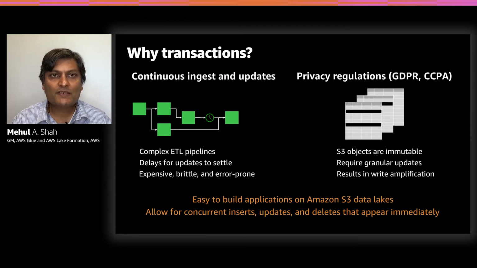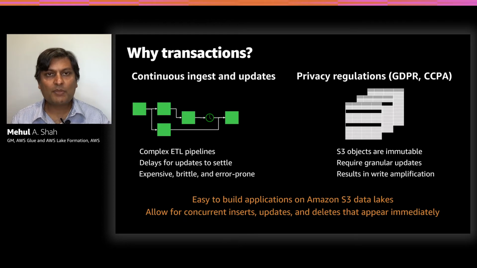Why would anyone want to run transactions on your data lakes? Well, it turns out we found our customers building complex ETL pipelines to update the data in their data lakes. And to make sure that these updates are consistent, it takes some time for the updates to settle. And so that means that the data that you want to analyze is typically not fresh. It's delayed. And these pipelines are expensive, brittle, and error-prone to maintain. We also see our customers wanting to delete individual rows in their S3 objects in their data lakes to comply with privacy regulations like GDPR and CCPA. And doing those deletes, because S3 is an immutable store, these objects need to be completely rewritten. And so it ends up creating write amplification in your S3 data lakes.